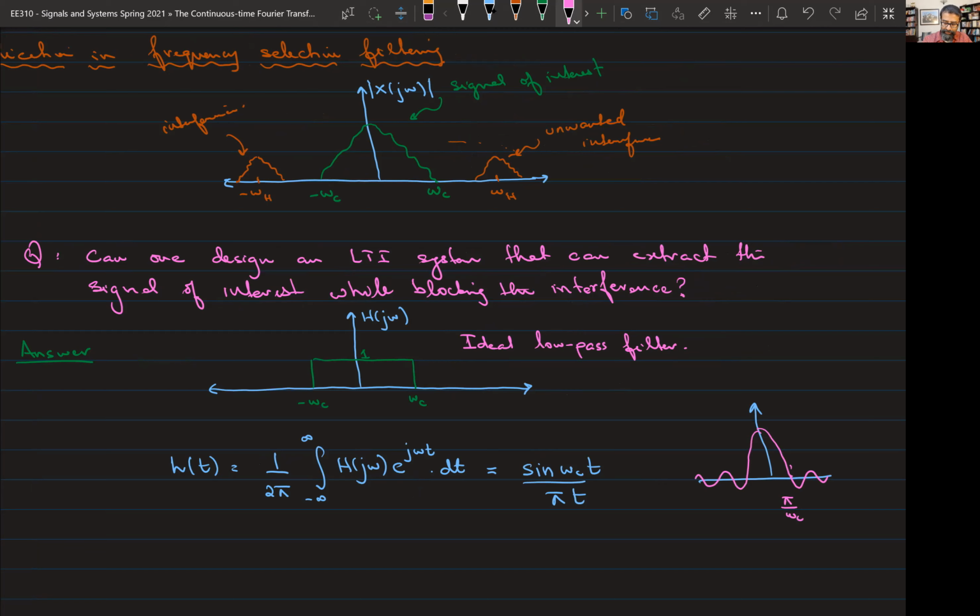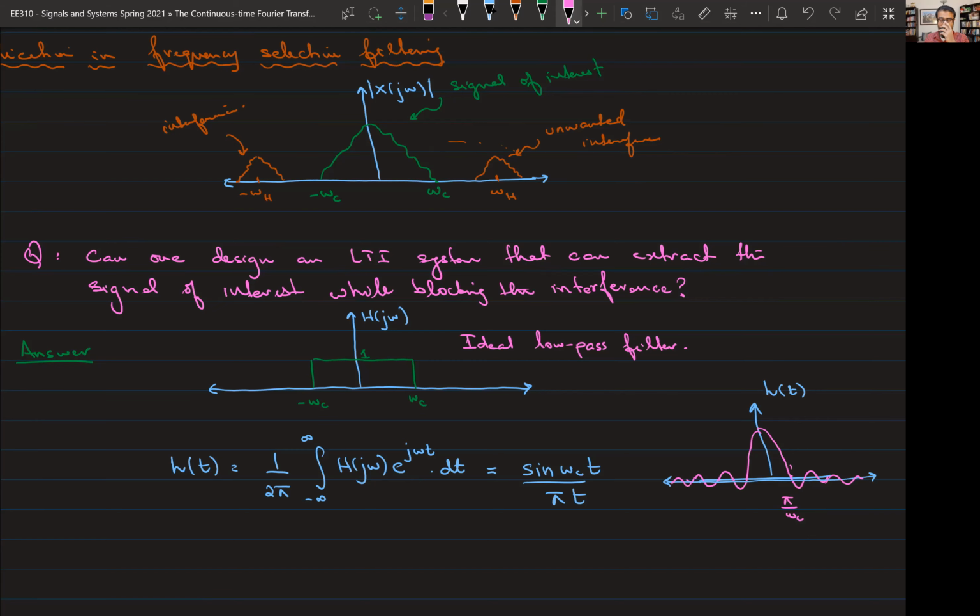Okay? Now, there are practical problems with this, by the way. Can you point out some practical problems for this? This is the ideal low pass filter. What kind of a practical problem do you see in this filter? Sir, it is very sharp, and suddenly a very big impulse comes.